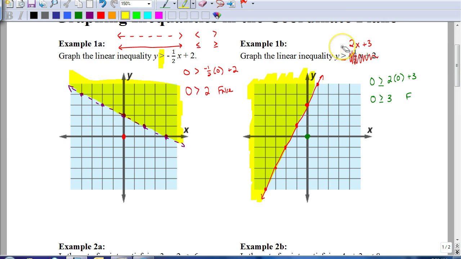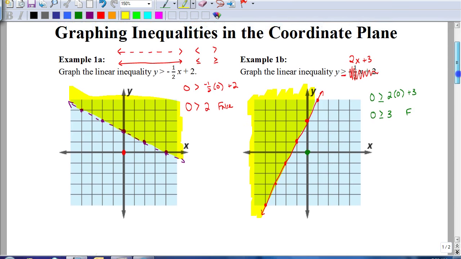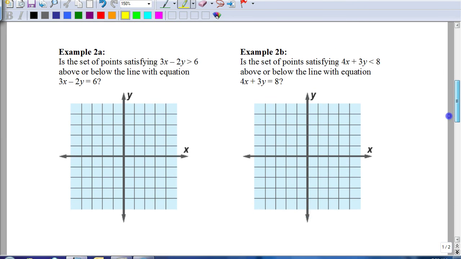It does work sometimes. And if you want to see if you can figure out the trick to that, you can do that. But otherwise, I always assume that you always have to pick a point, like we've done here, to see if that point is on the line. If it makes a true statement, then that region is included. If it makes a false statement, that region is not included. So let's look at some other examples here.